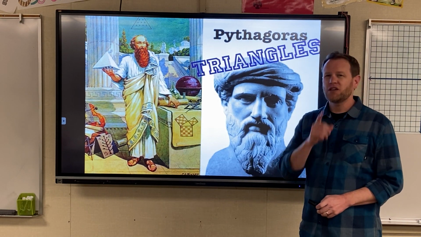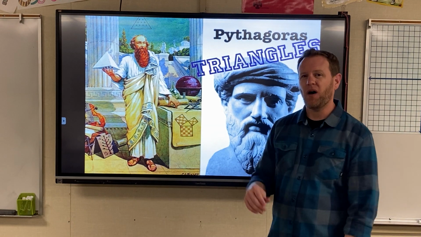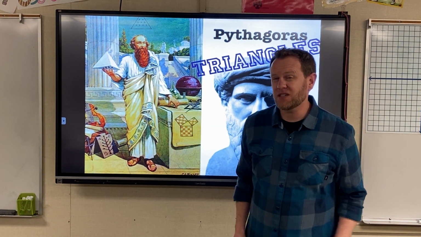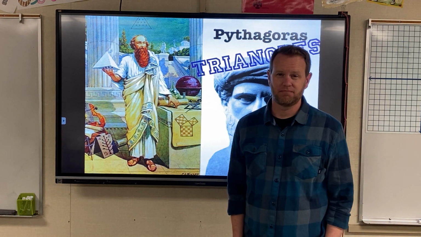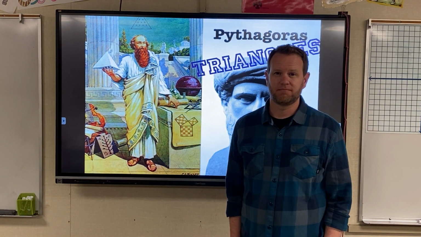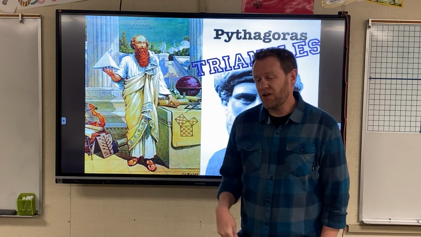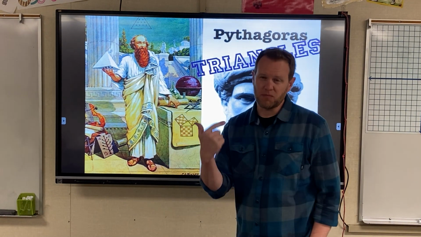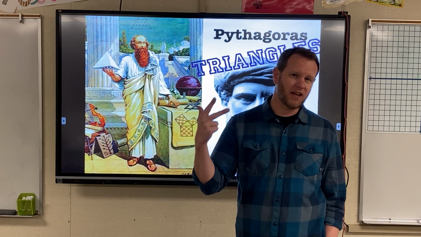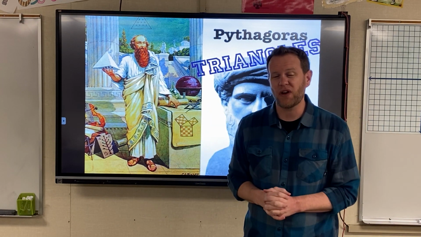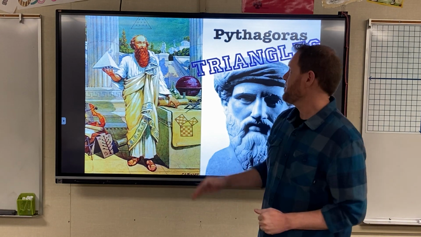So, can you take a moment and just pause this video and think about all the different kinds of triangles that you know? Okay, so we know that there are acute triangles, obtuse triangles, right triangles, scalene triangles, isosceles triangles, equilateral triangles, all kinds of triangles out there in the universe.